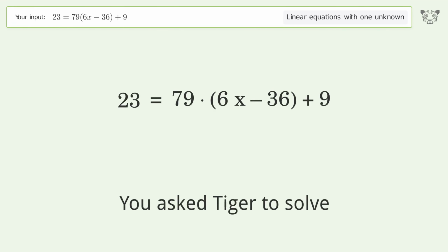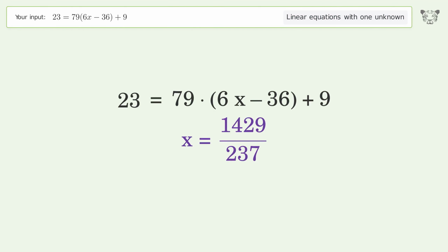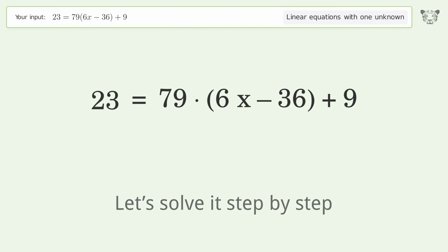You ask Tiger to solve. This deals with linear equations with one unknown. The final result is x equals 1429 over 237. Let's solve it step by step.